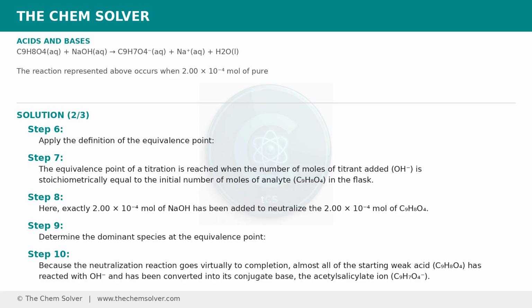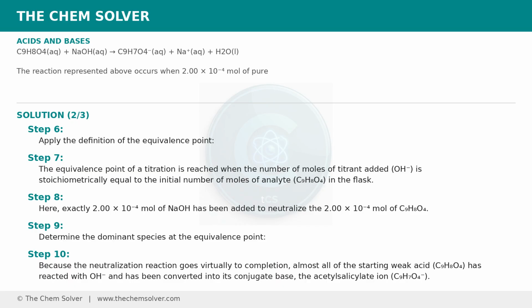Apply the definition of the equivalence point. The equivalence point of a titration is reached when the number of moles of titrant added, OH⁻, is stoichiometrically equal to the initial number of moles of analyte, C9H8O4, in the flask. Here, exactly 2.00 times 10 to the power minus 4 moles of NaOH has been added to neutralize the 2.00 times 10 to the power minus 4 moles of C9H8O4.